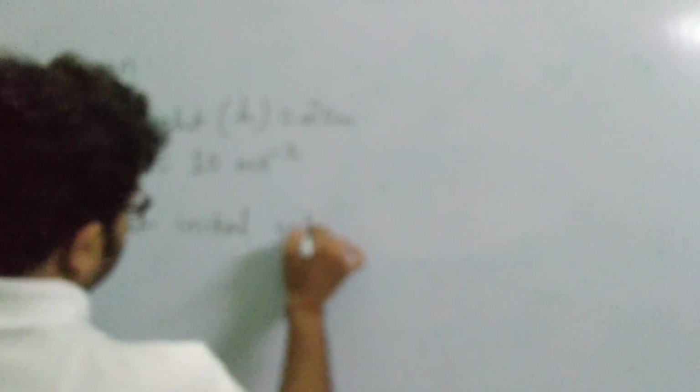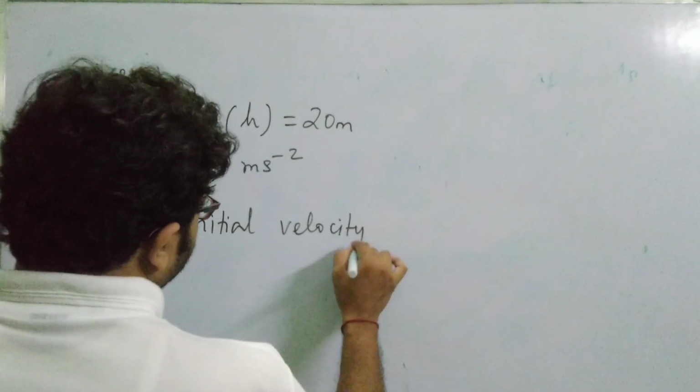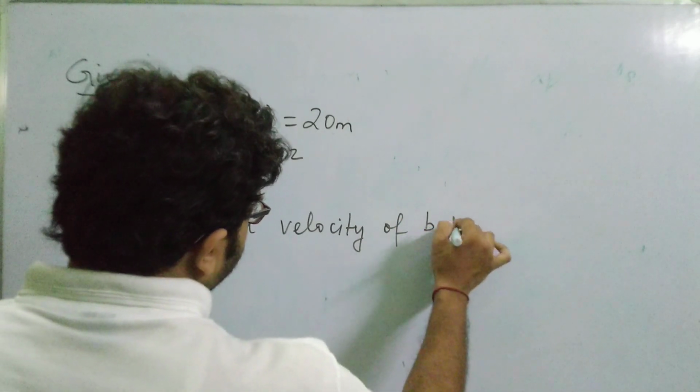When you are trying to find the initial velocity of the ball, what do you need to do? We are solving the first part of the problem, the initial velocity of the ball. Let the initial velocity of the ball be u.